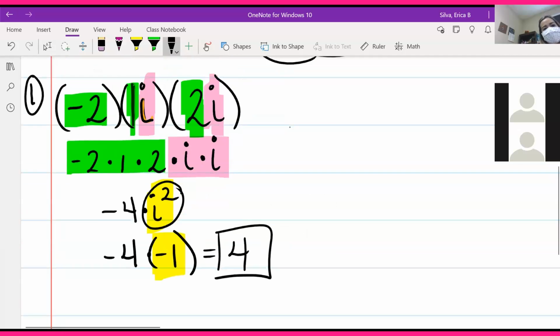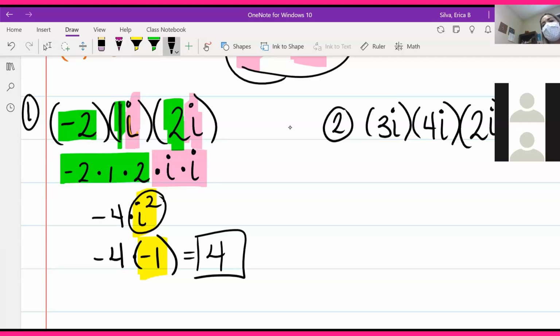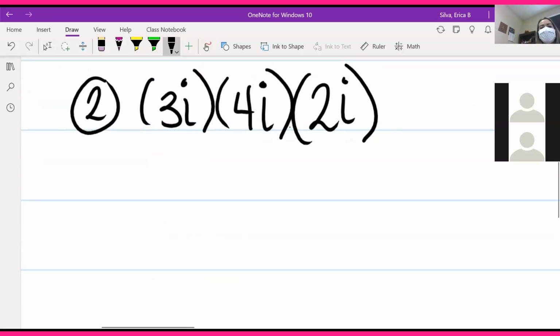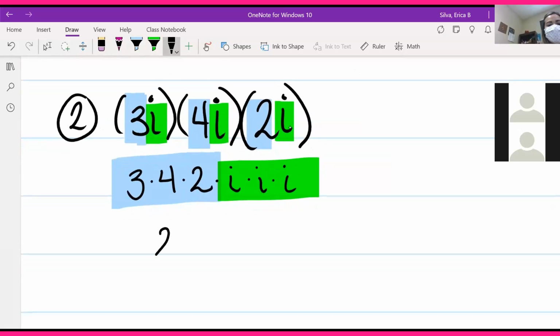Okay, let's go ahead and do another one. We've got 3i times 4i times 2i. So I'm going to give you guys a chance to write it or to answer it, or just do the first step. So if you've got 24i to the third, you are on the right track. Great job.